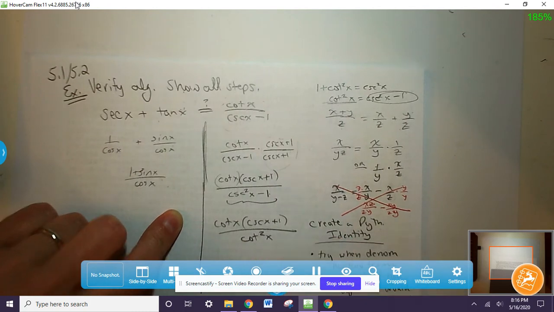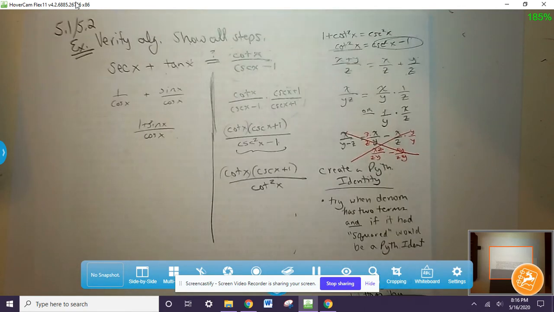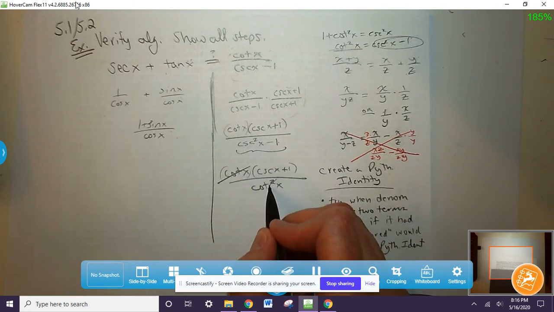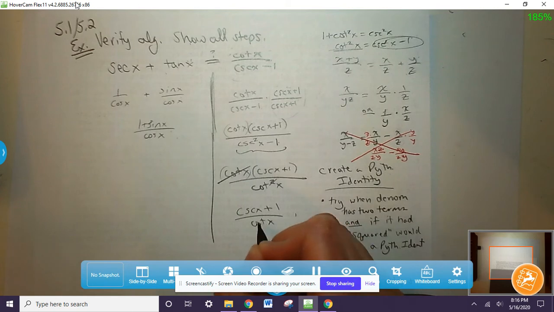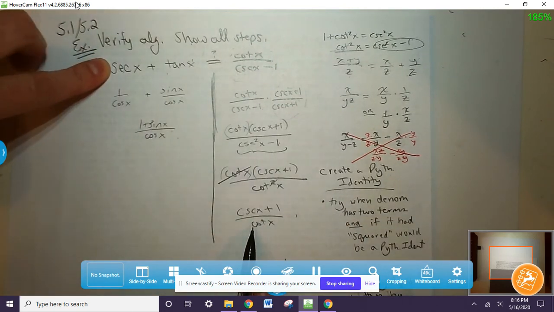And now, because my top has a factor of cotangent and my bottom has cotangent times cotangent, because that's what cotangent squared is, I can reduce this and one of these. And we're not quite done yet, because if you look over here, I don't have that, I don't have this.